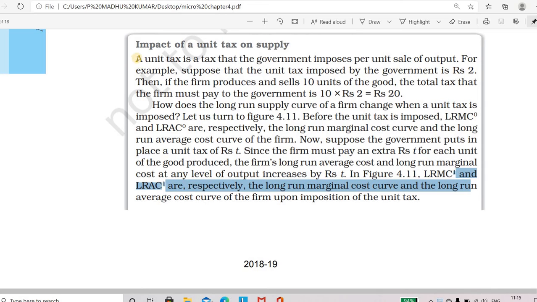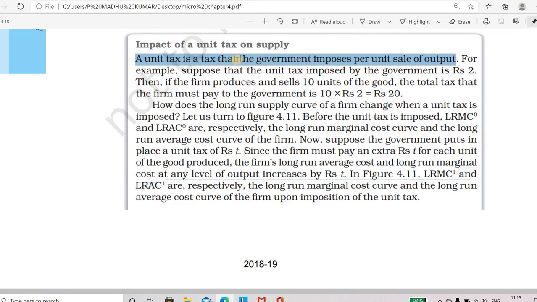A unit tax is a tax that the government imposes per unit of sale of output. Unit tax means a tax that the government imposes per unit of output. For one output, if it is 2 rupees tax, then for 2 products it is 4 rupees. Like that, for each unit of output the government will impose tax.